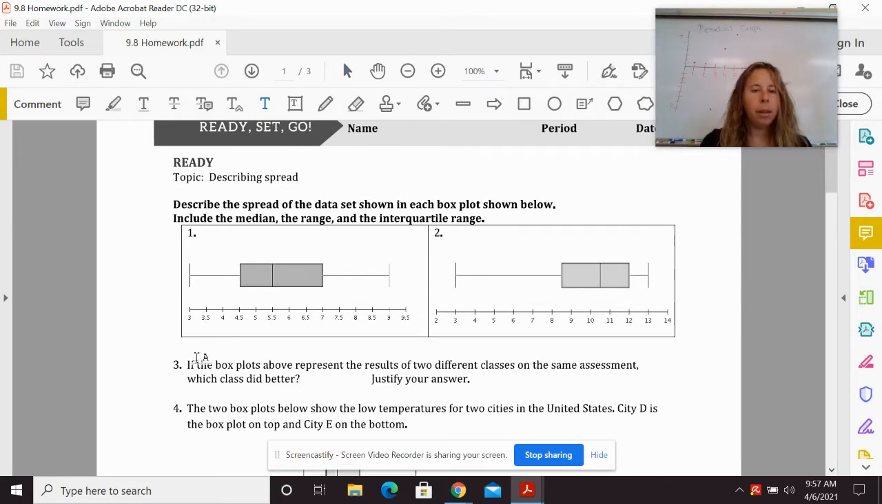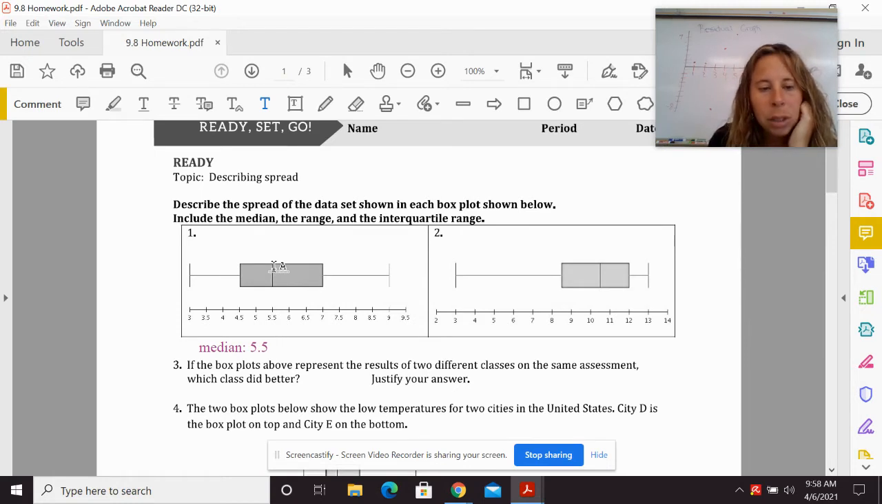So, number one, the median. Your median is this line within your box. This is your median, so it is at 5.5. This is your Q1, this is your Q3, which I don't think we have to identify. We do not. So my median is 5.5. That's this line right here.